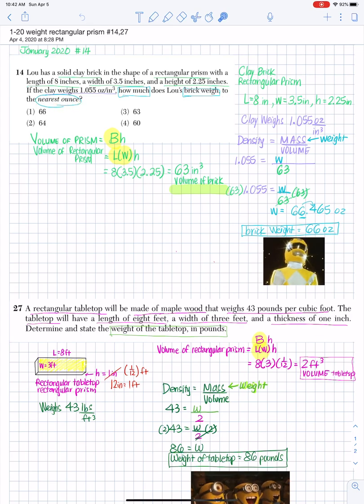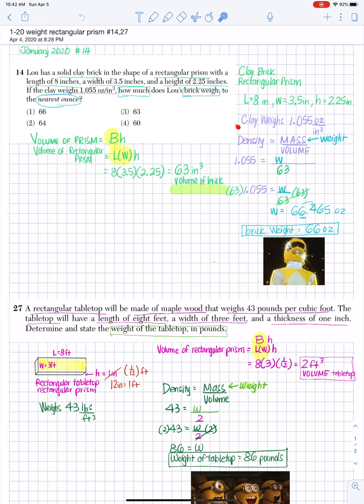Alright, so I took some notes on the side. So we have a clay brick. We know that it's in the shape of a rectangular prism. They gave us the dimensions. We have length is 8, width is 3.5, height is 2.25, and the clay weighs. Now this seems to be a common misconception for students. When they see the word weighs, they think that's the mass. No, they're saying the clay weighs 1.055 ounce per cubic inch.